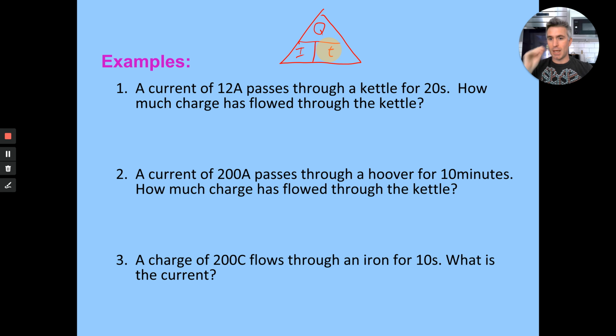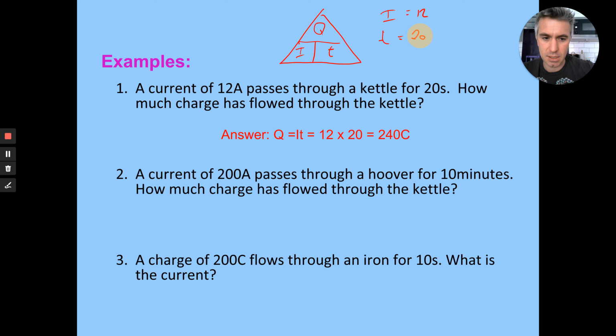IT. It tells me a current of 12 amps. Current I is 12. Passes through a kettle for 20 seconds. T is 20. How much charge has flowed through? So the equation should be this, I times T. 12 times 20. I think I did that already. Yeah, I did. So 12 times 20 is 240 coulombs. Nice. Did you get that? Good. Right, next one.